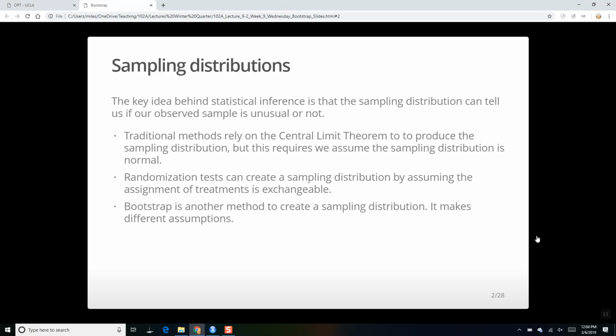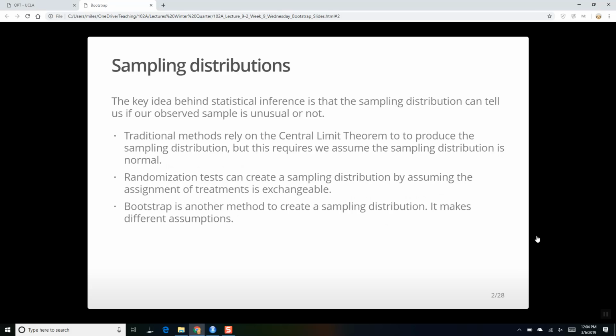Okay. Again, the key idea behind all of our statistical inference is that in our mind we have an idea of what the sampling distribution is. Okay. In Stats 10, your sampling distribution is based on the central limit theorem. We said when you take a bunch of samples of the mean, the central limit theorem says that sampling distribution will have a normal shape, and because it's a normal shape, we can do inference.